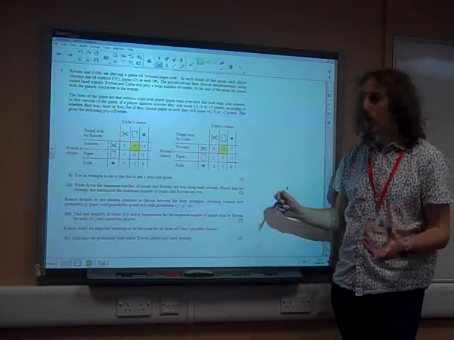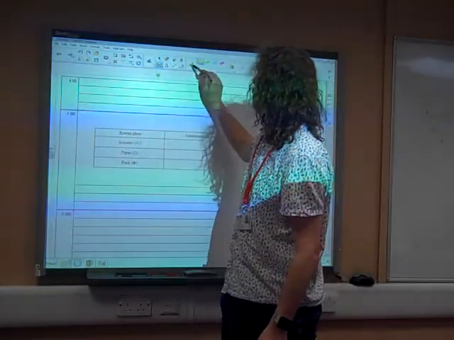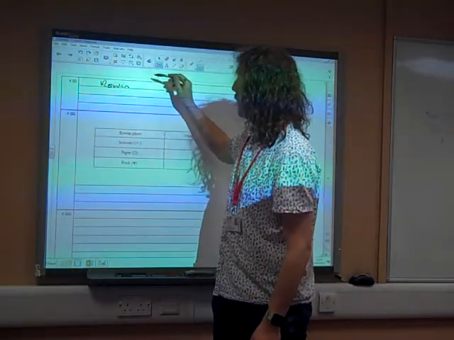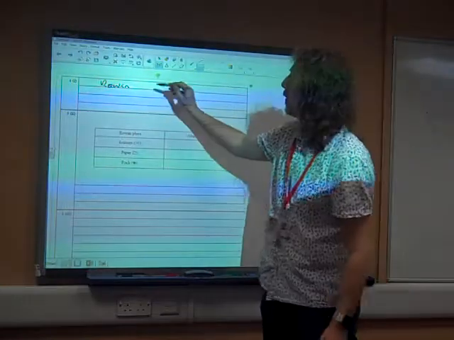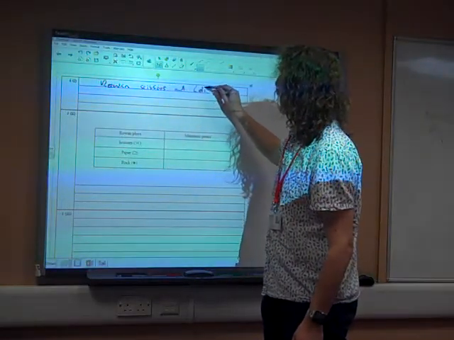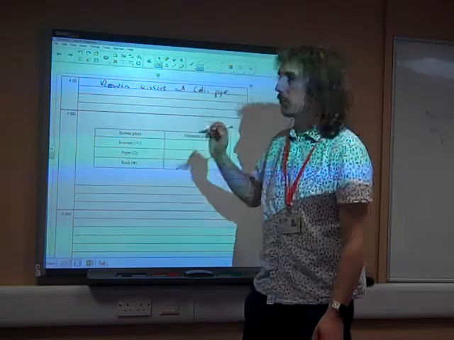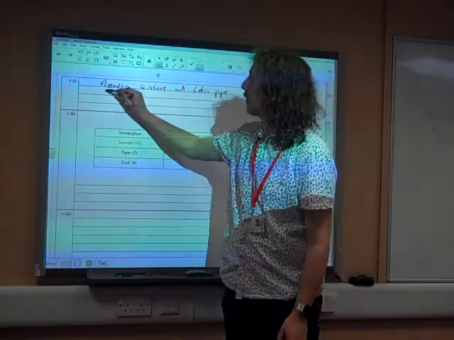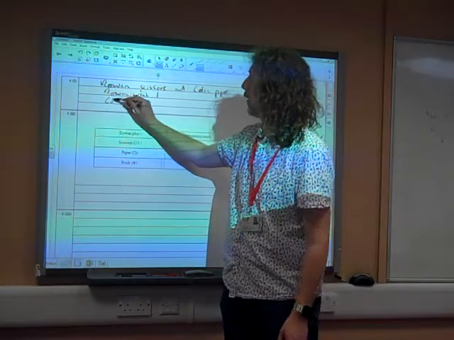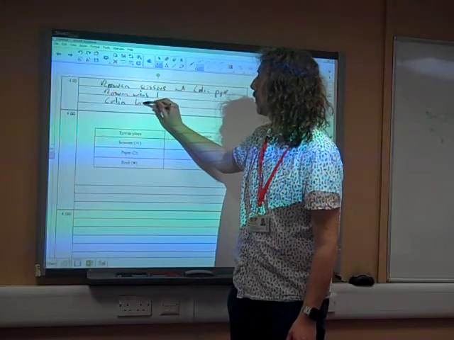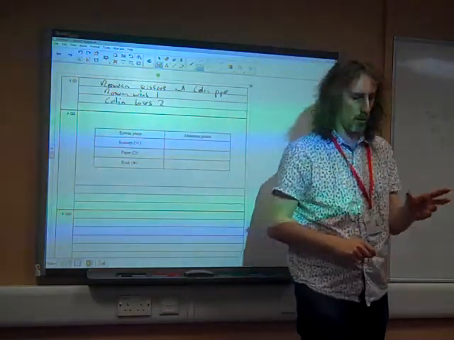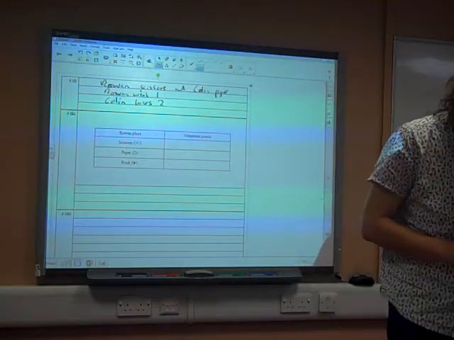Rowan chooses scissors, and Colin chooses paper. Have I said that right? Rowan gains 1 point, and Colin loses 2. Okay, that's the way it works. It's +1 for Rowan and -2 for Colin.